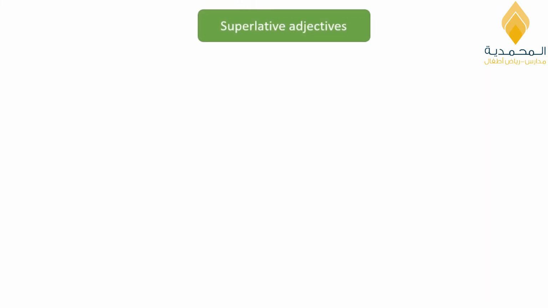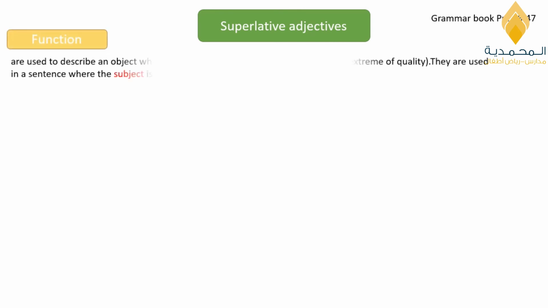Now let's move to the superlative adjective. Repeat after me, superlative adjectives. We are in the grammar book, pages 46 and 47. Let's see the function. Superlative adjectives are used to describe an object which is in the upper or the lower limit of quality, the extreme of quality. They are used in a sentence where the subject is compared to a group of objects. That means when I want to compare one thing with a group of things, I use superlative adjectives.